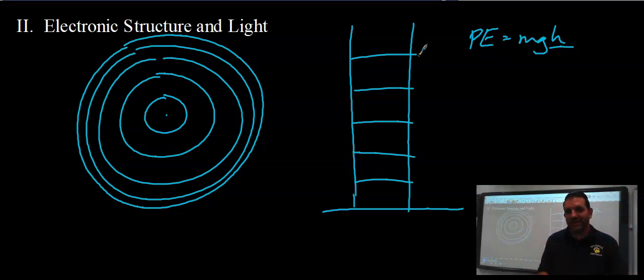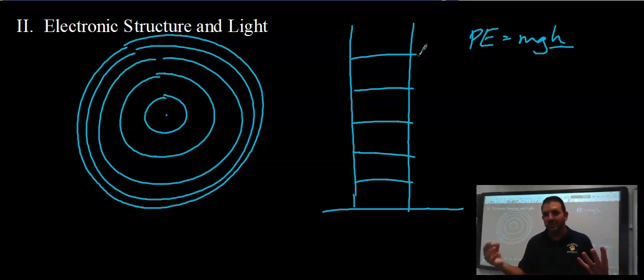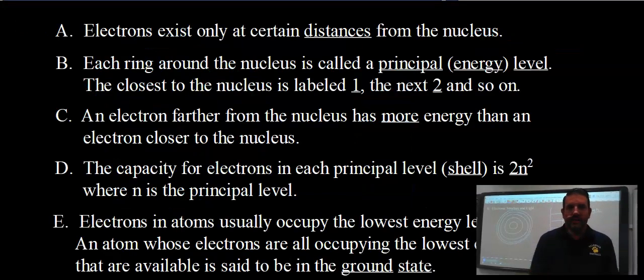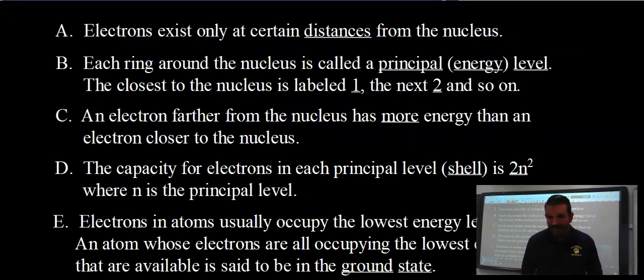Same thing with electrons and atoms. They're attracted to the nucleus. They have a certain amount of energy associated with them, very specific, based on their distance from the nucleus. So again, what this model does a really good job of is showing us that electrons exist at specific distances from the nucleus. Very, very important.